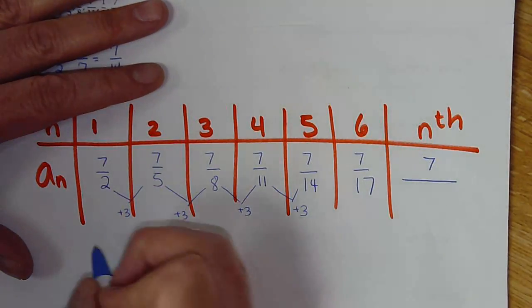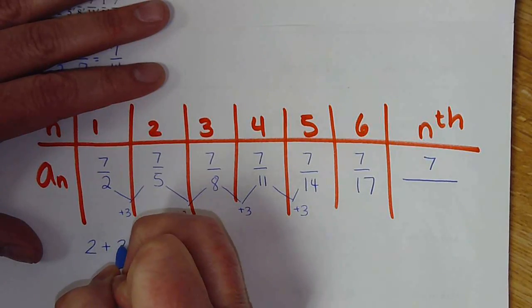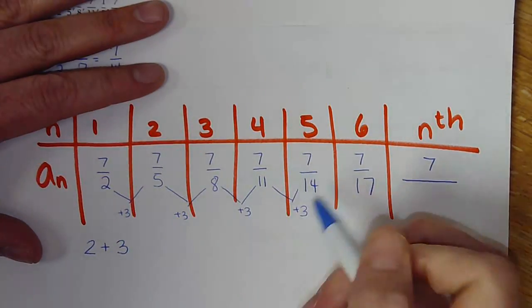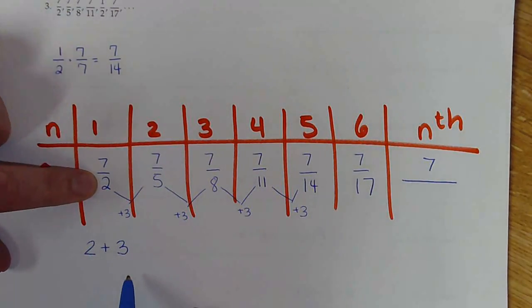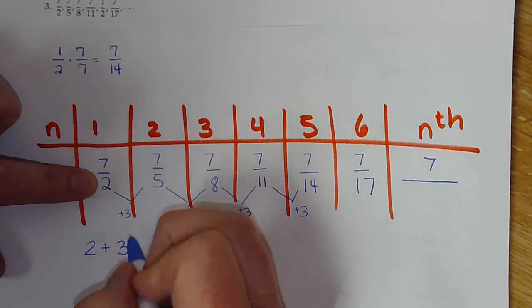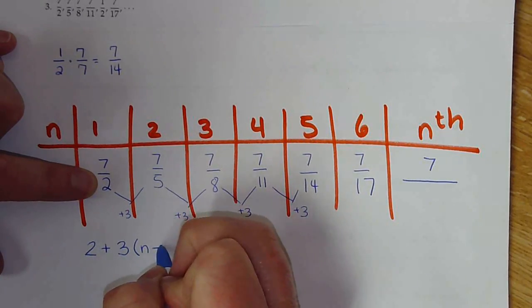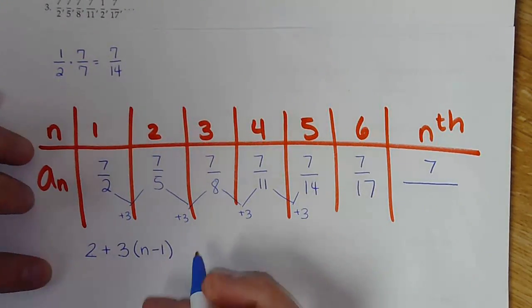So if I start with 2 and I add 3 for each time that I go up a number, I should be getting really close to what I need to do. The first one, though, when n is 1, I don't want to add 3. I want the 3 to go away. So the way I'm going to do that is I'm going to write that as n minus 1. So 2 plus 3 times n minus 1.